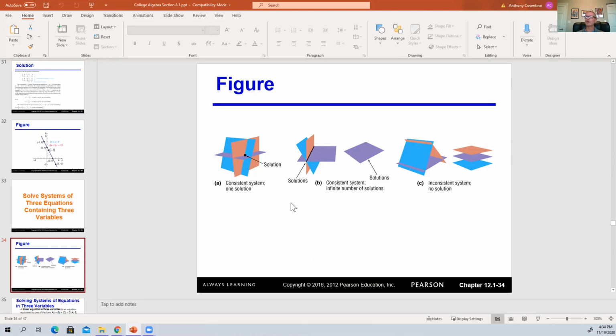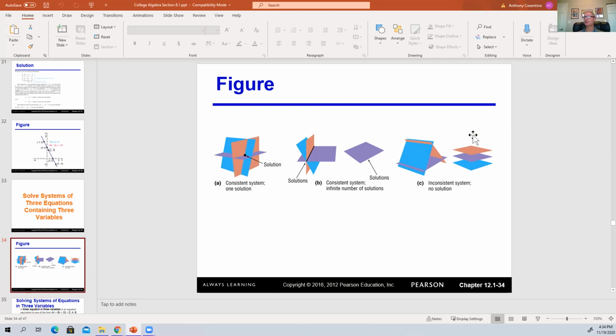The one that we're going to be focusing on is A. This is the idea that you have a consistent solution, but there's only one solution. So these three planes will meet at one single point. You could also have consistent solutions with a line solution, where one variable could be a line and the other two are unique. We're not going to really focus on that.